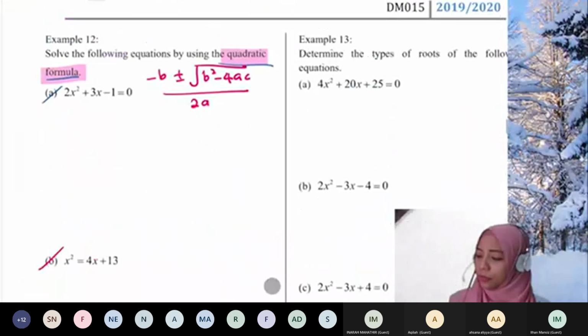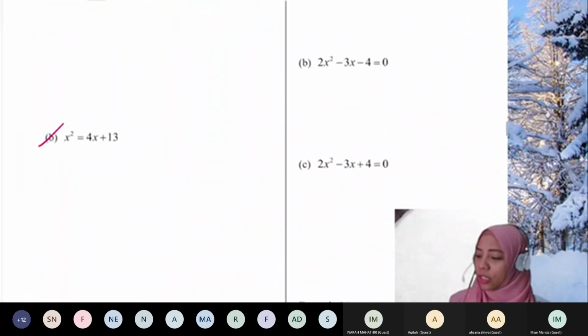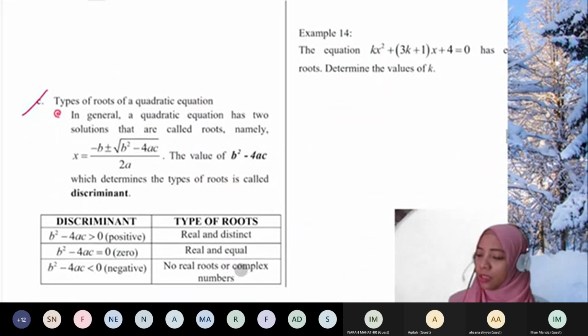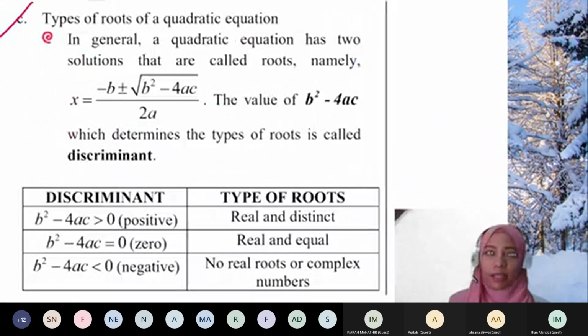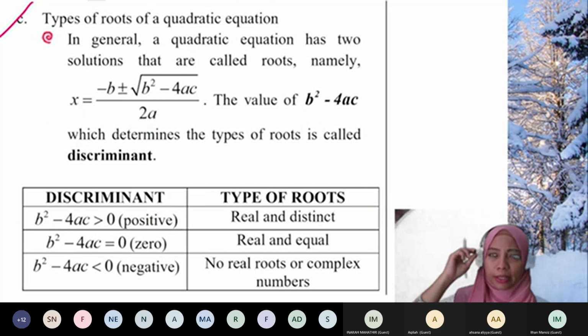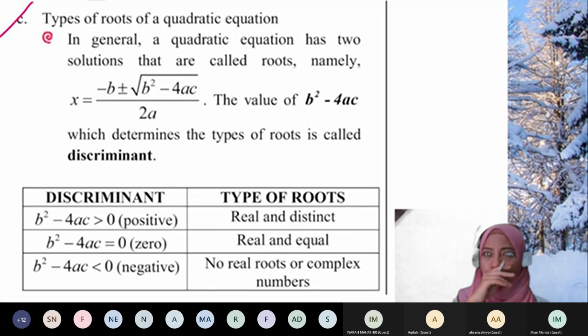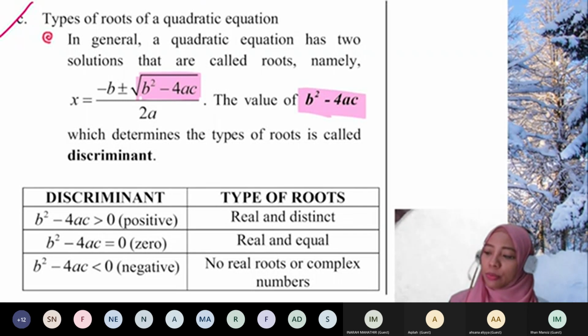Okay. And then formula ni you boleh tengoklah previous video cikgu dah sentuh. Okay, I don't want to repeat it. Okay, let's look at this. Types of roots of a quadratic equation. Okay. In general, a quadratic equation has two solutions that are called roots. The value of b square minus 4ac sebenarnya yang akan mempengaruhi ini. So kita keluarkan dia siap-siap, b square minus 4ac tanpa dia punya square root, kita ambil b square minus 4ac sahaja. We determine the type of root.